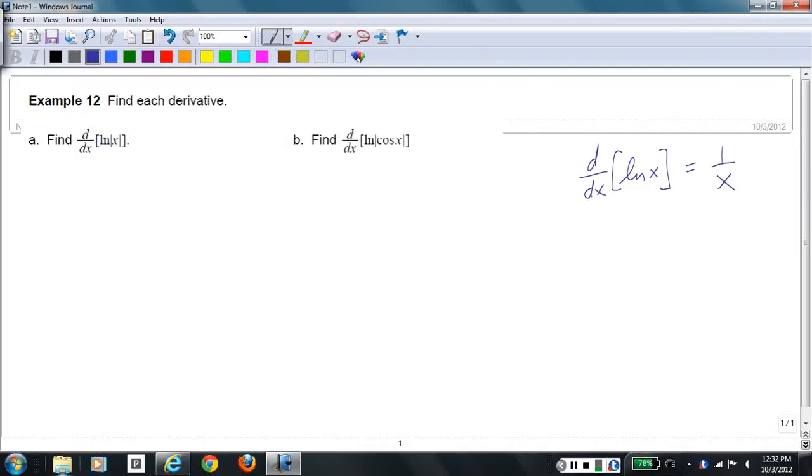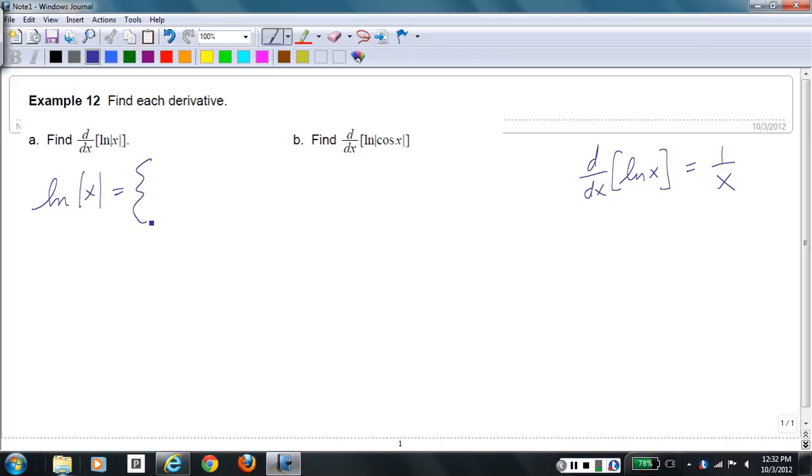So what we want to do is just extend that a little bit. Basically, as long as x is positive, the natural log of the absolute value of x is exactly the same as the natural log of just plain old x. It could be different if x is negative.